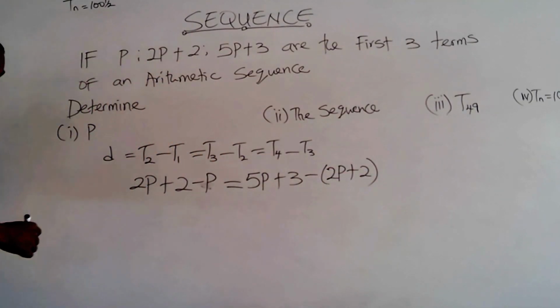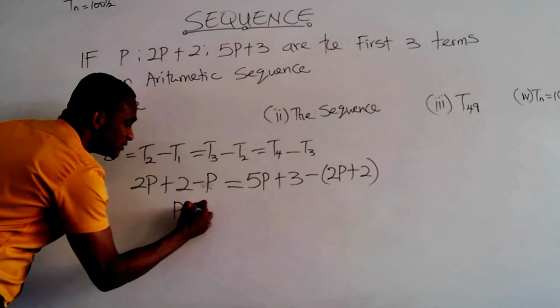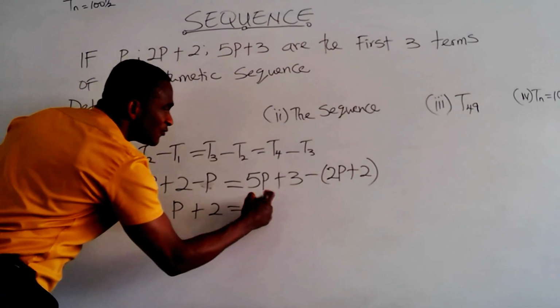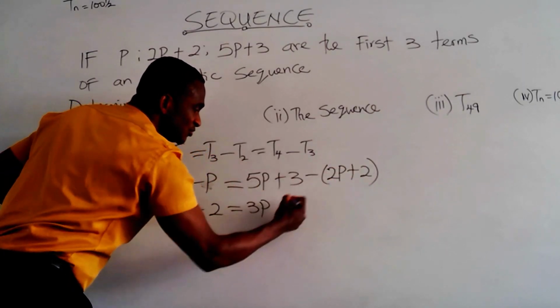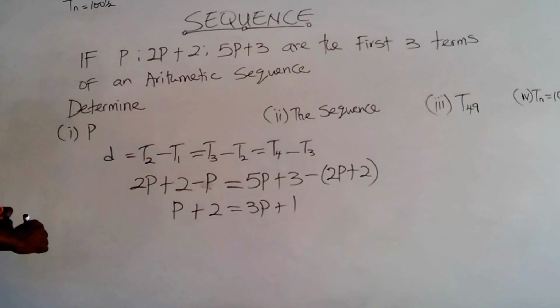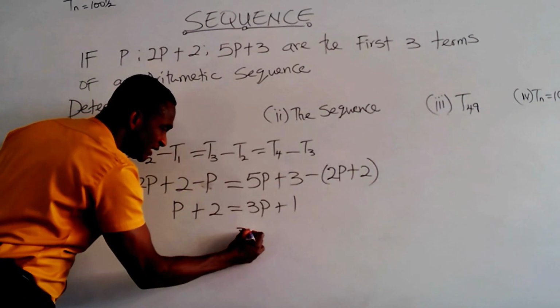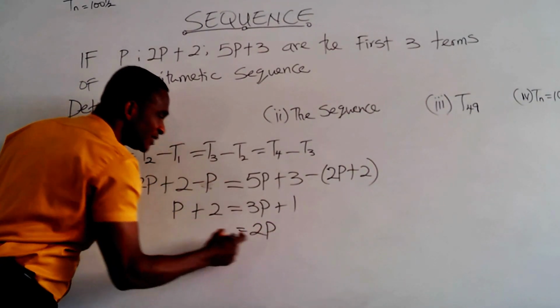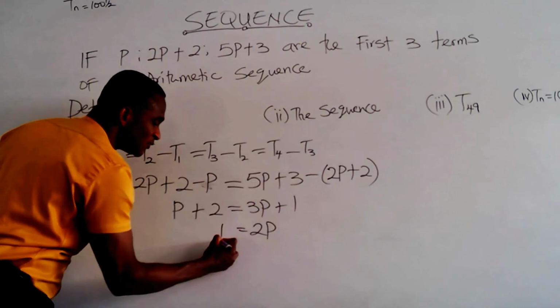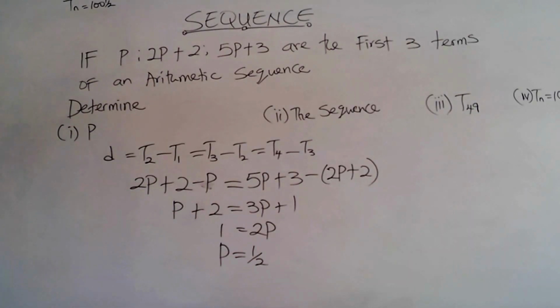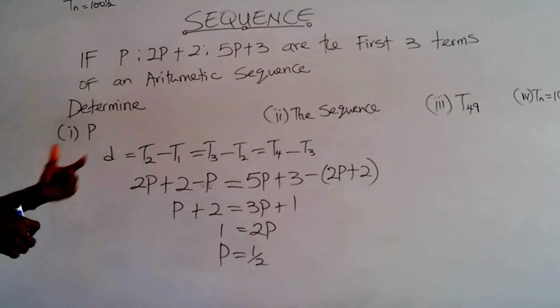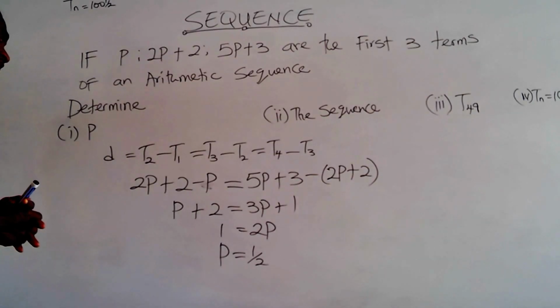Now let's simplify this. 2p minus p is p, so this gives us p plus 2 equals 5p minus 2p, which is 3p, and 3 minus 2 is 1. Now we can collect like terms. If I take this over here, 3p minus p is 2p, and then 2 minus 1 is 1, so our p is a half. So this gives us the value of p.